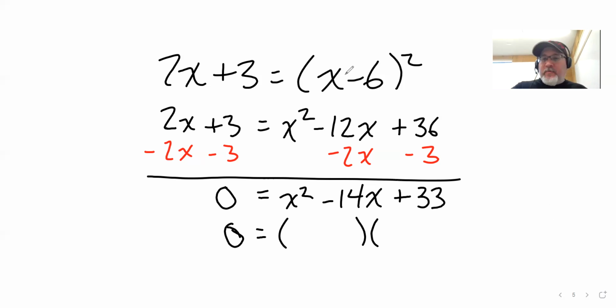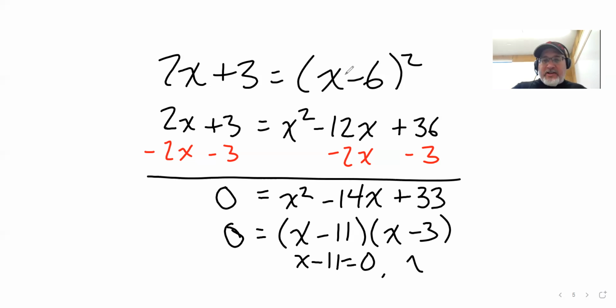But I digress. This factors into x minus 11 and x minus 3. If you're not sure why, FOIL it out and see why those two numbers have to add to give negative 14 while simultaneously multiplying to give positive 33. All right, at this point, it's factored and equal to 0. That's perfect. You put x minus 11 equal to 0, you put x minus 3 equal to 0, and you get x equals 11, and you get x equals 3.